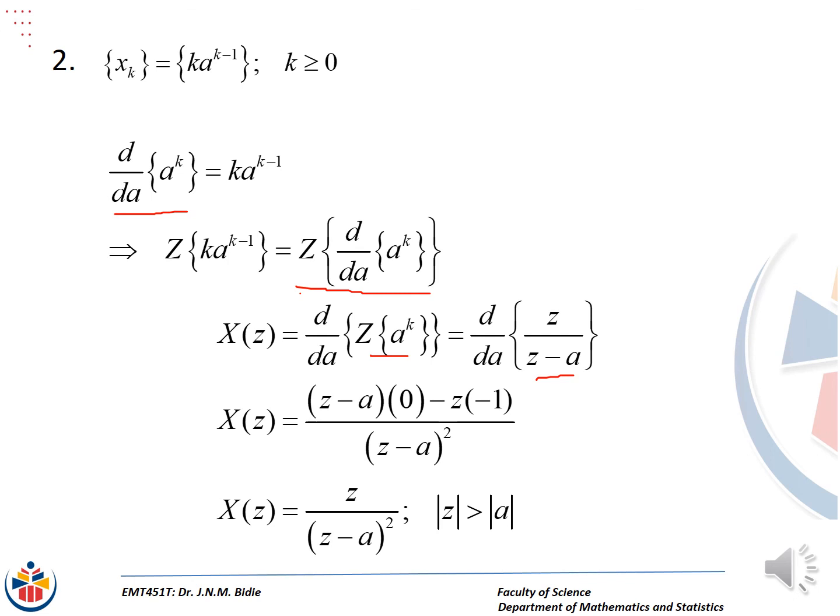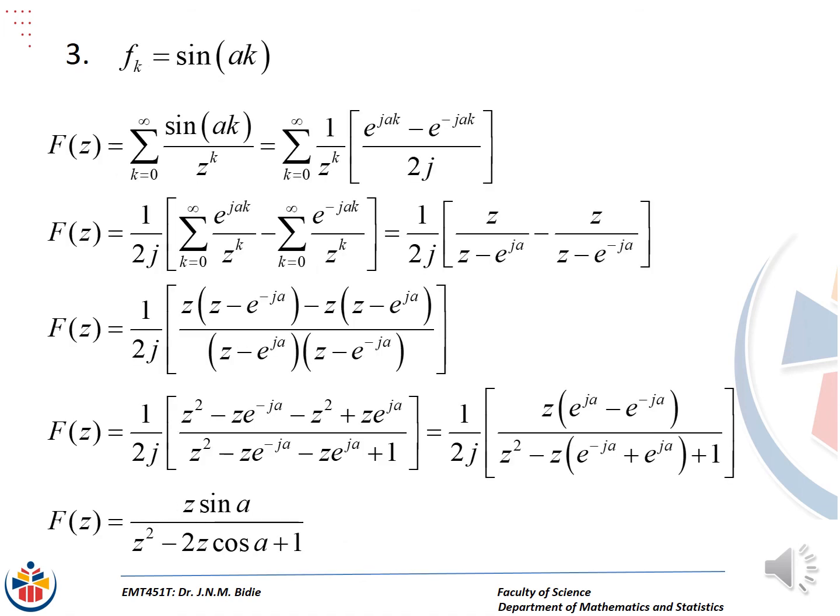Note we use the quotient rule, and we are differentiating with respect to a. The quotient rule says denominator first, multiplied by the derivative of the numerator. So that's what we did: Z minus a times the derivative of Z with respect to a, that's 0 because Z does not have a, minus the numerator as it is, which is Z, times the derivative of the denominator, which is negative 1. Remember, we're differentiating with respect to a, and then all of this is divided by Z minus a all squared. Removing the brackets, this is the final answer that we get.